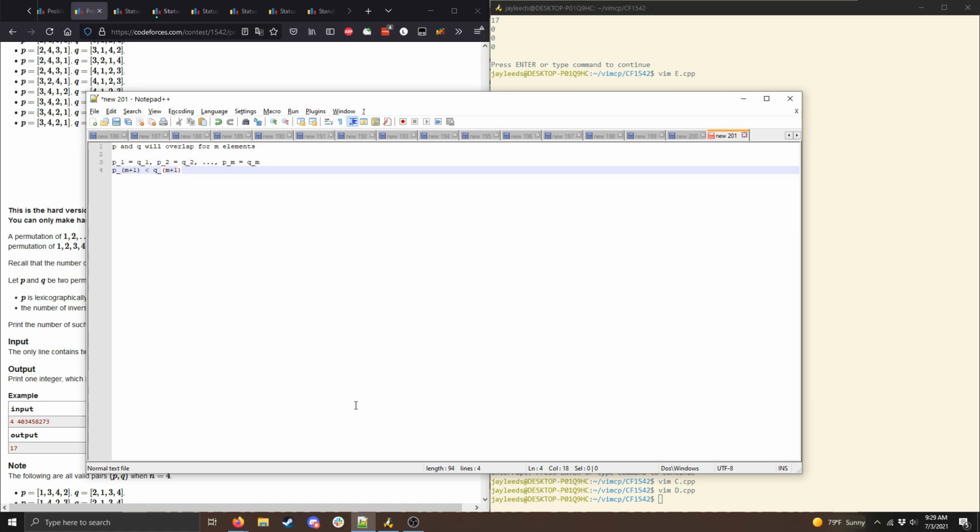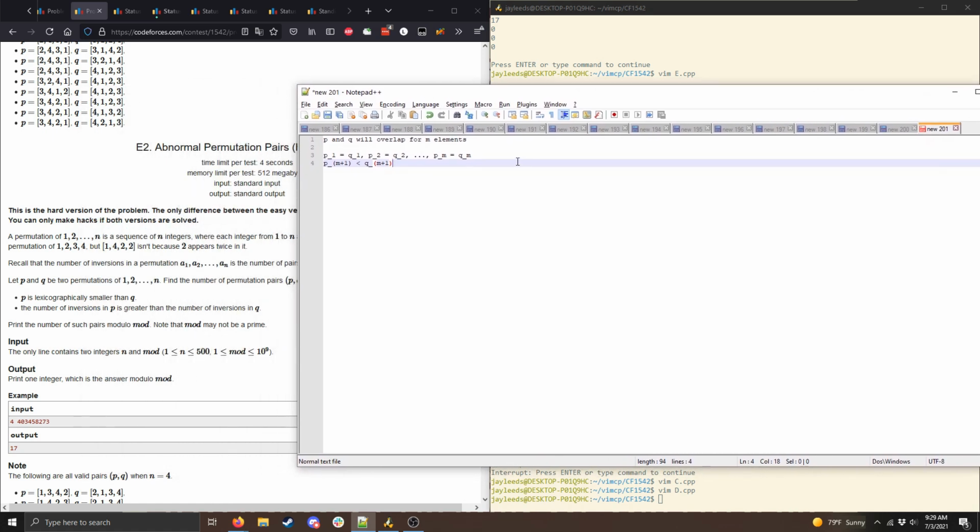And another important observation here is that if P and Q overlap for m elements, the exact values of these elements are irrelevant because they're going to contribute the same number of inversions to both permutations anyway. So which elements are chosen at this stage when both of these are the same is not going to affect whether the number of inversions in P will be larger than the number of inversions in Q. So my overall approach here is I'm iterating over the number of elements chosen before P and Q first diverge. So I'm iterating over this value of m, and then I'm iterating over P m plus 1 and Q m plus 1.